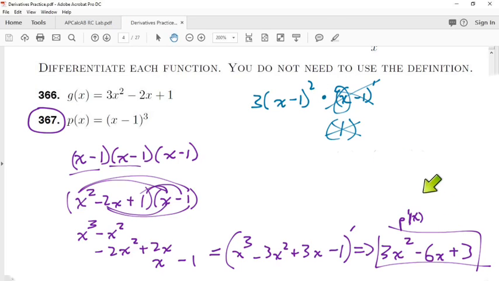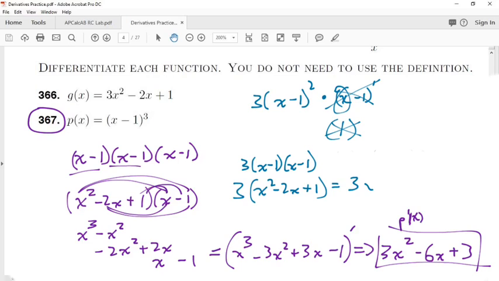Really? Is it? Let's see. What is 3 times x minus 1 times x minus 1? Well, that would be x squared minus 2x plus 1, and then we have to multiply it by 3, which equals 3x squared minus 6x plus 3. It's the same answer. So same answer, different way to do it. The second way does actually really help when this number gets a little bigger and it's a little more gnarly.